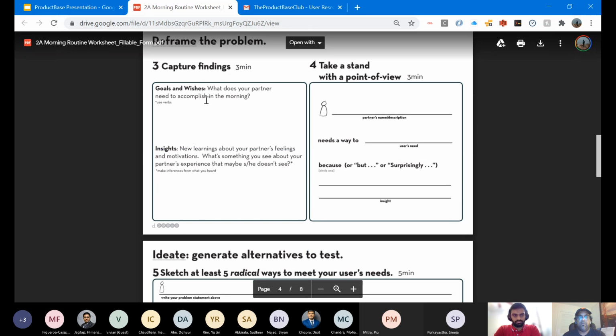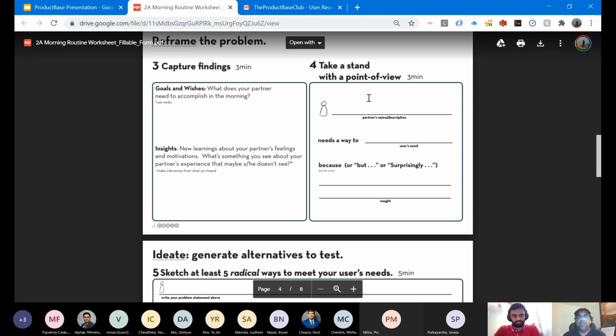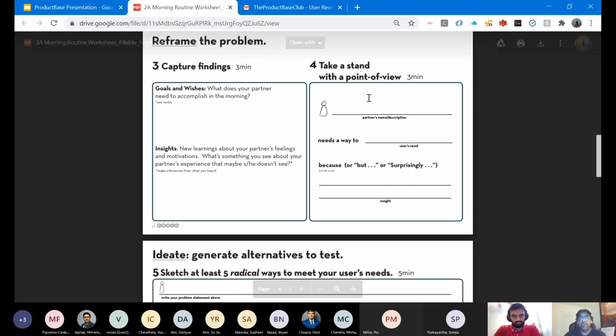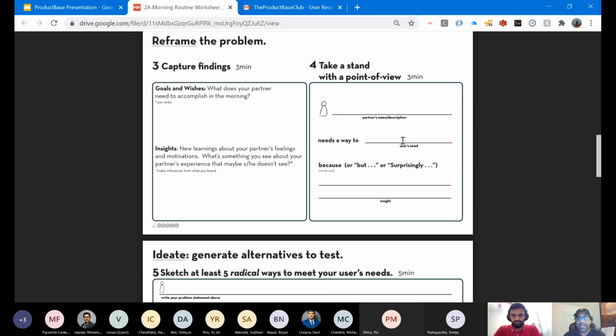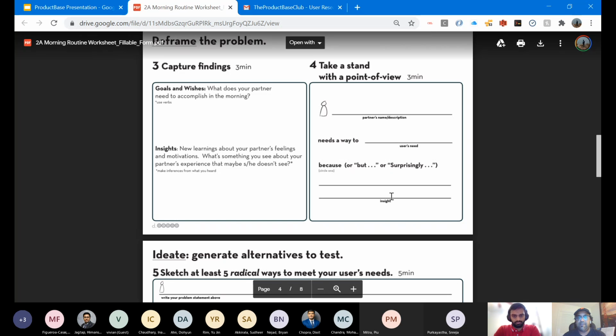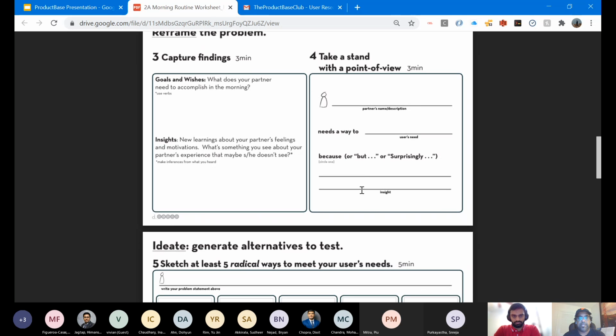and then you're trying to understand what do you need to accomplish and what sort of insights do you feel from the user's standpoint, and then come up with your own recommendation, like this person needs a way to improve their morning routine to reach work on time, because for whatever reason they're always like 10 minutes late after the alarm rings or something, right?